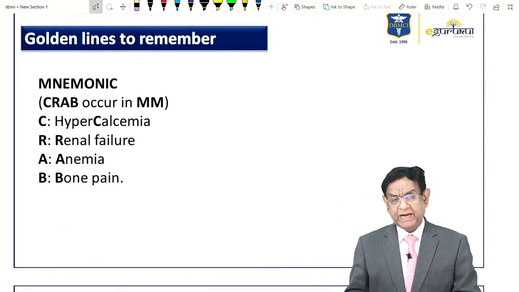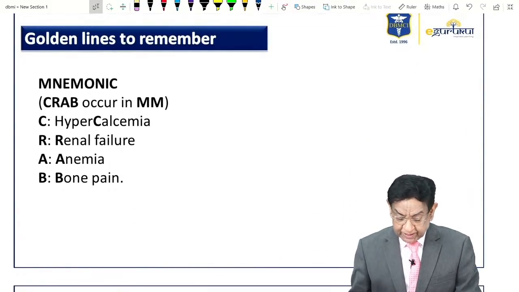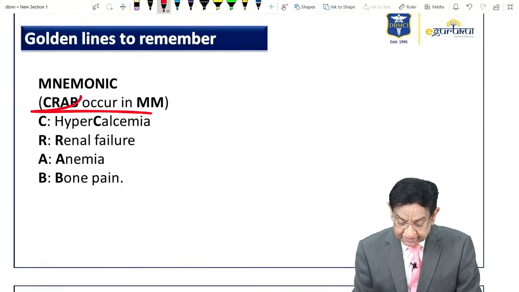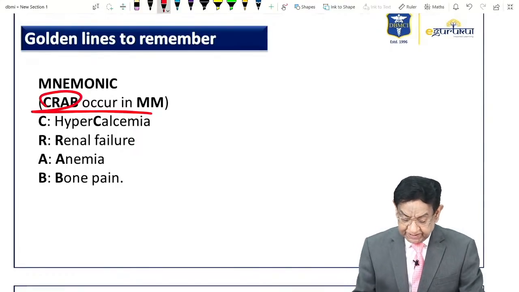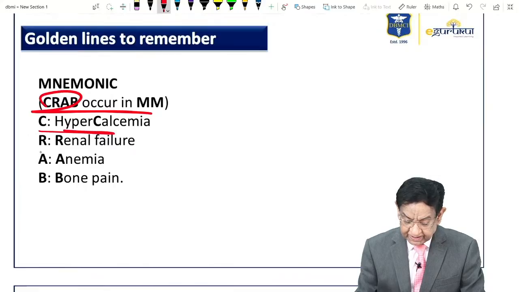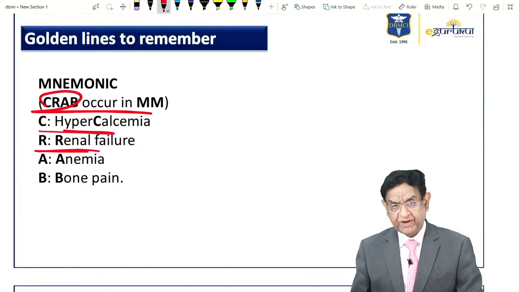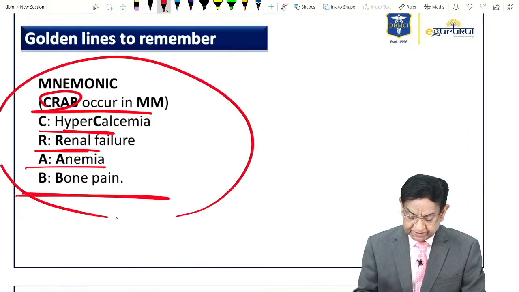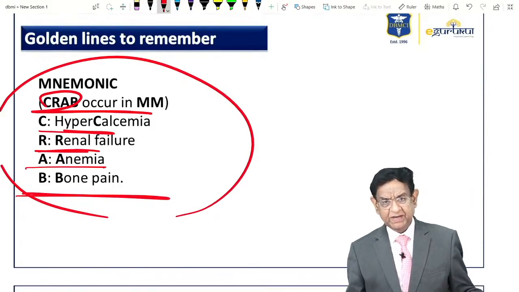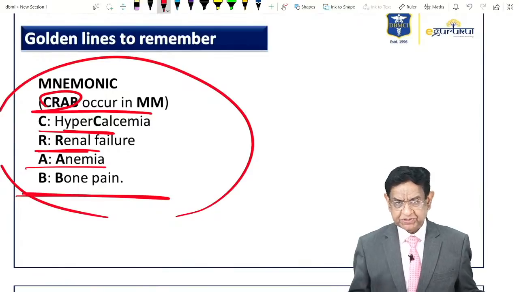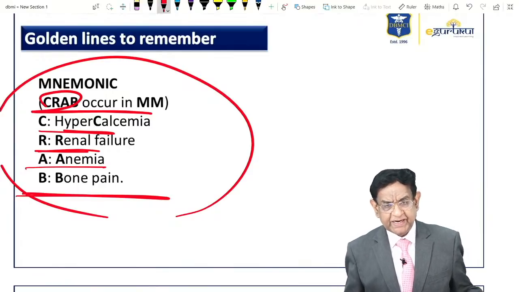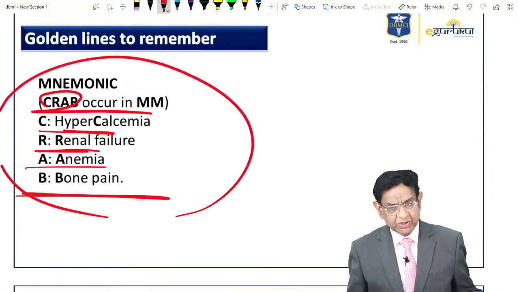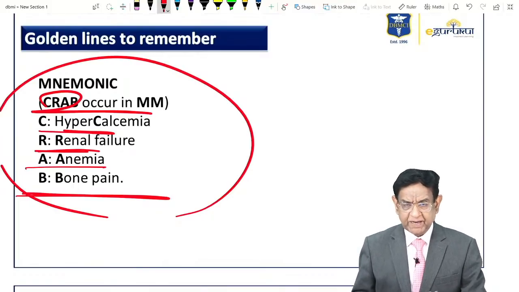One more golden line to remember. In multiple myeloma, you get CRAB. C for hypercalcemia, R for renal failure, A for anemia, and B for bone pain. This is universal. Throughout the world, this question is asked. If you are getting findings of CRAB, you are dealing with multiple myeloma.